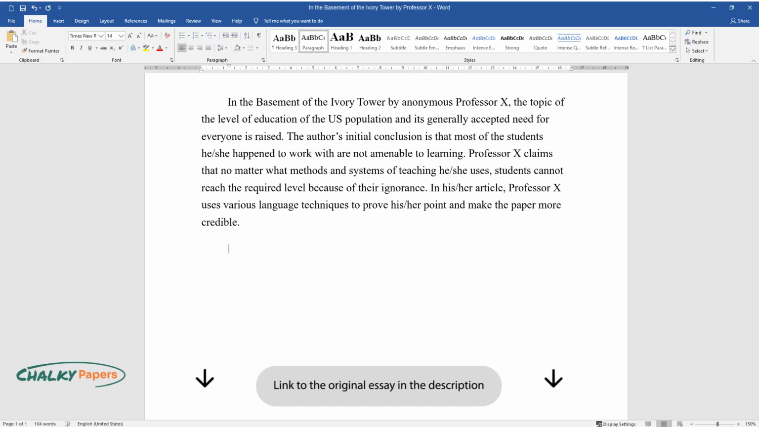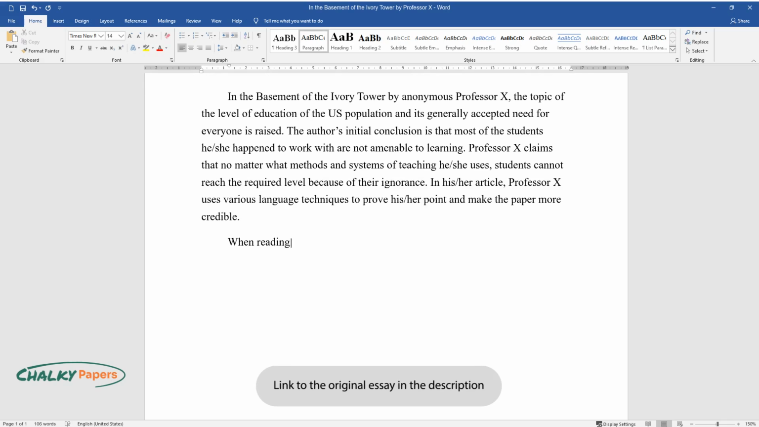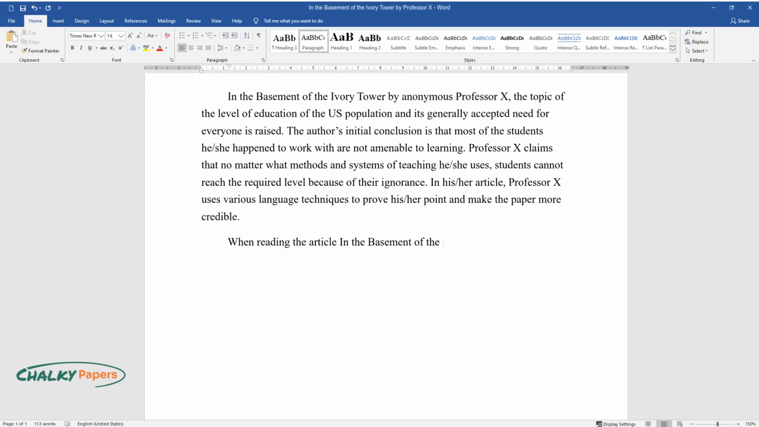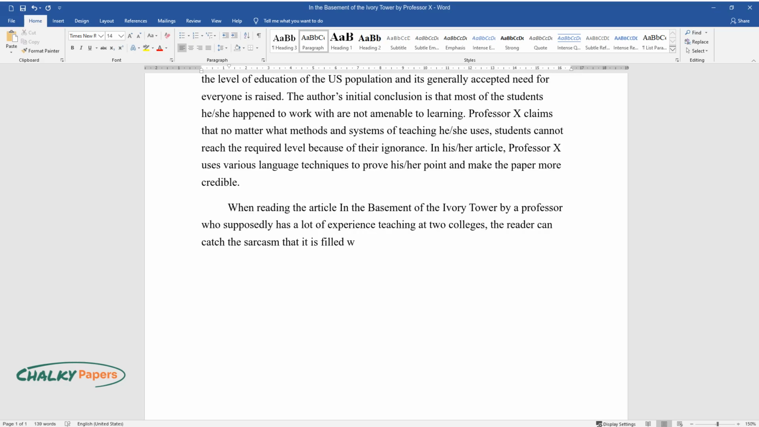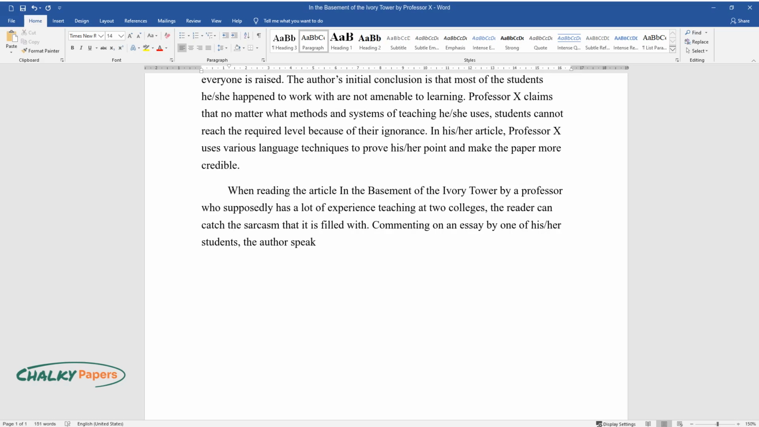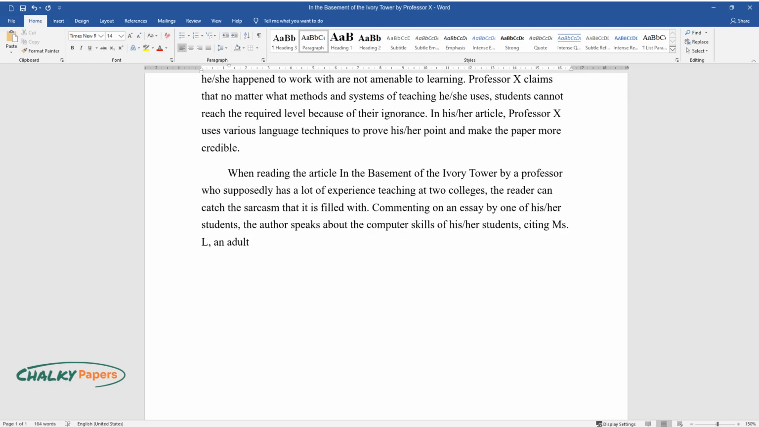paper more credible. When reading the article In the Basement of the Ivory Tower by a professor who supposedly has a lot of experience teaching at 2 colleges, the reader can catch the sarcasm that it is filled with. Commenting on an essay by one of her students, the author speaks about the computer skills of her students, citing Ms. L, an adult woman in her 40s, as an example.